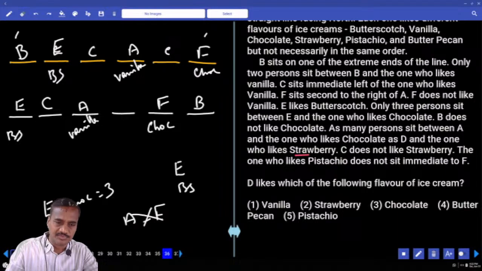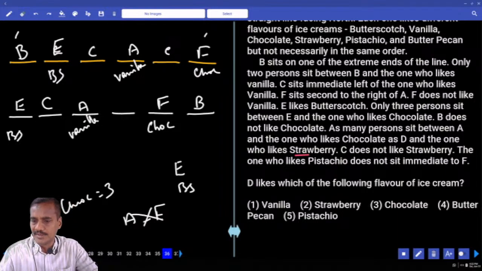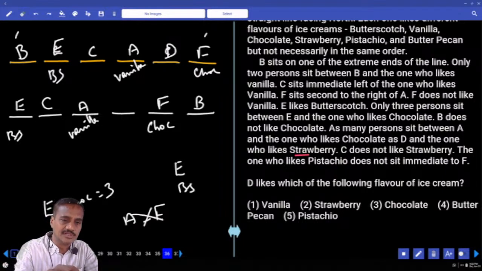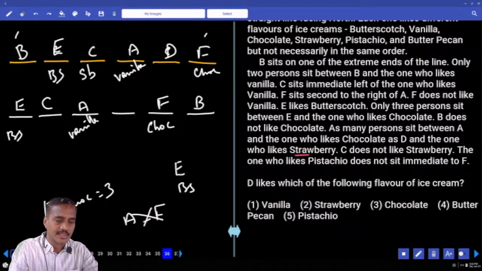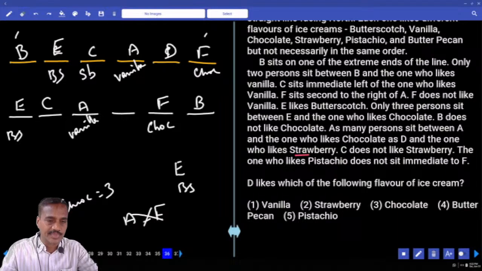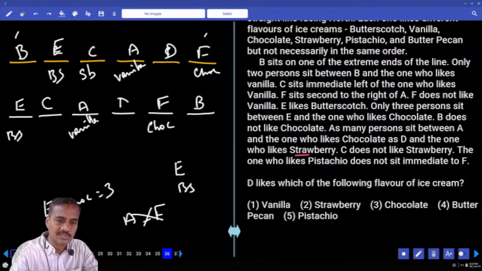How many people? 1 person. And between D and strawberry, 1 person. Where should this be? D is here. And D and strawberry, clear? And in this case, count how many between D and strawberry. Now D is here, and who must like strawberry here?